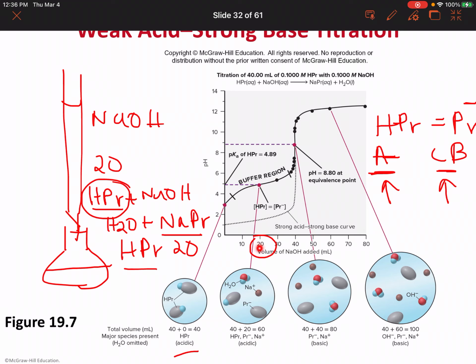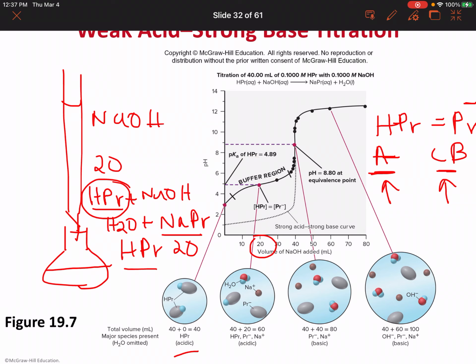And exactly when you add half of your base, you locate this 20 milliliters, and then you find the pH which corresponds to that, and that is going to be the pKa of propionic acid. Okay, now if you do a weak acid strong base titration, you have this slope over here. You take the midpoint, right here, when you add half of your base, not acid, base, and then you find the pH at that position, and that is going to be the pKa of the propionic acid.